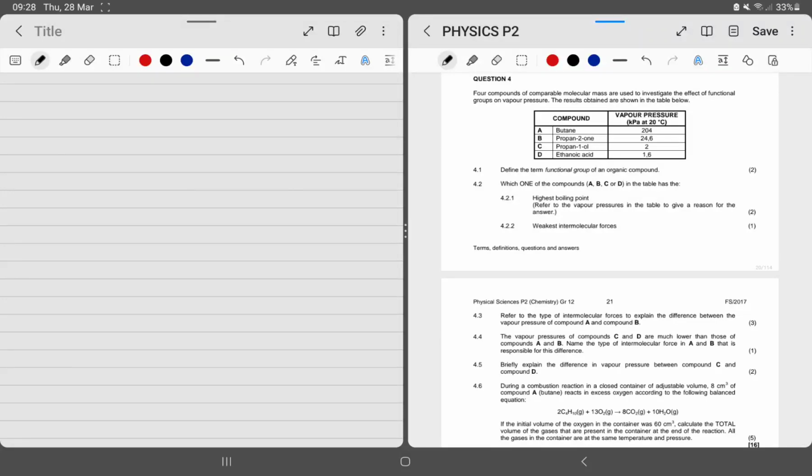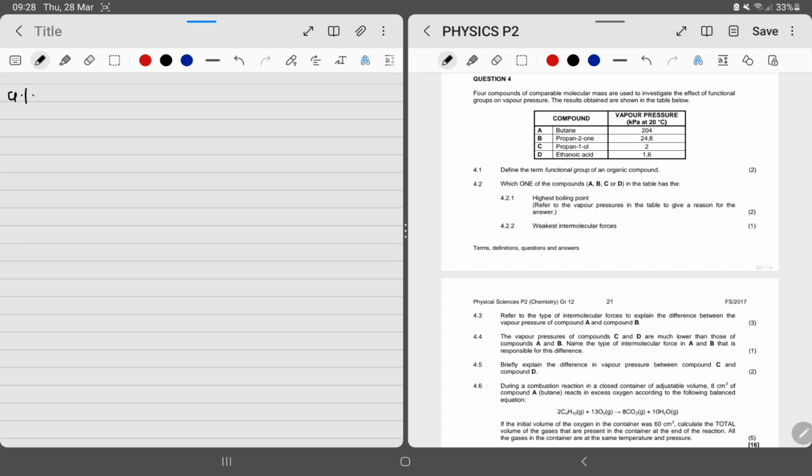Four compounds of comparable molecular mass are used to investigate the effect of functional groups on vapor pressure. The results obtained are shown in the table below. We are given the compounds and then their corresponding vapor pressure.